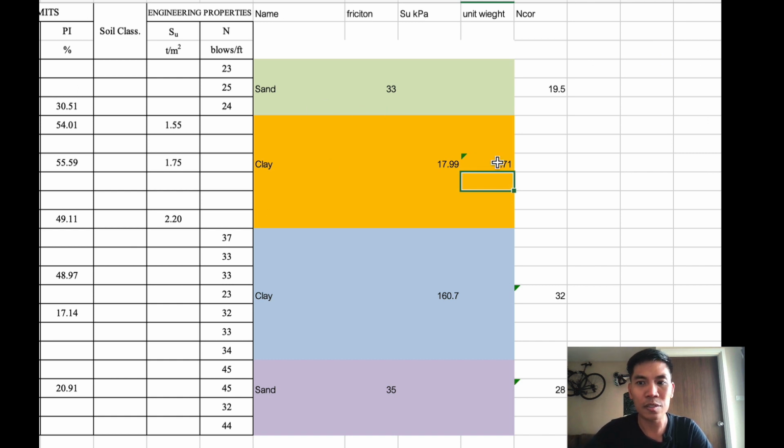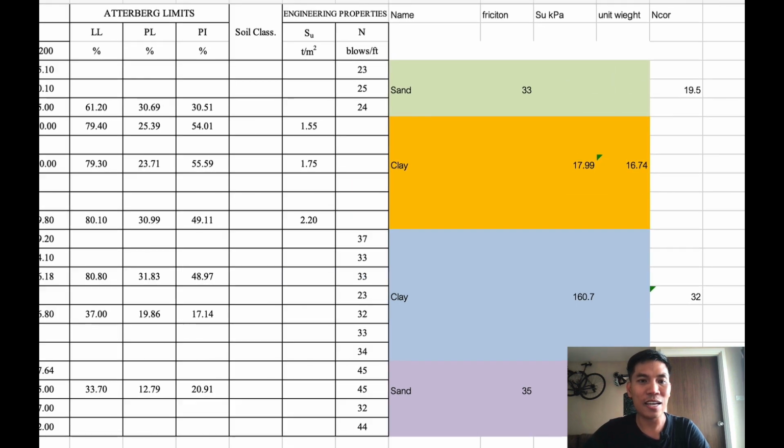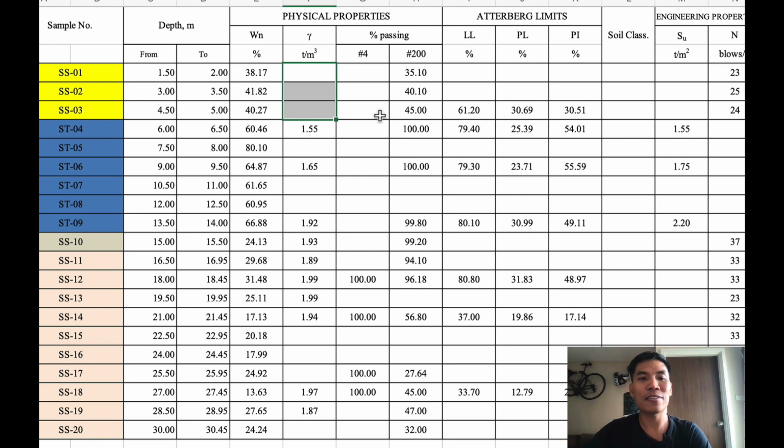This one, the SI unit, multiplied with 9.81. Okay, and we have the results from sand. As I mentioned before, when we collect the sample by using SS or split spoon, when we remove the sample from the tube, the moisture is lost, totally lost, and the sample is not formed like a shape, so we cannot obtain any kind of unit weight.